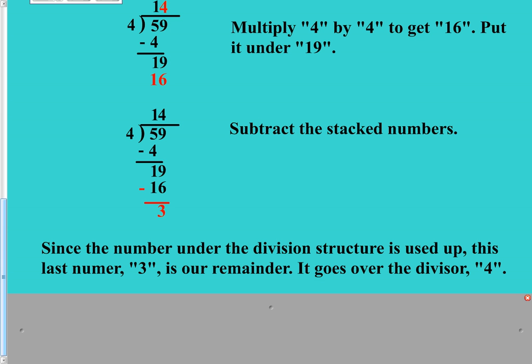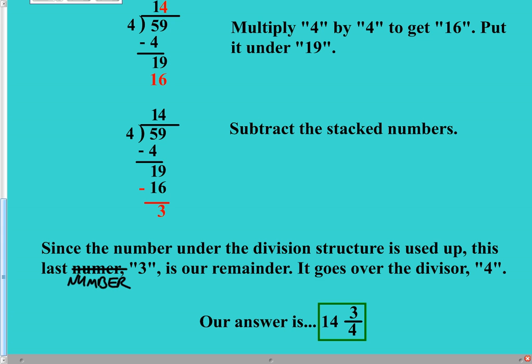Since the number under the division structure, the dividend, is all used up, this last number that we are left with, this last number 3 that we have left over is what we call the remainder. And a remainder always goes over the divisor at the end of our answer. Our divisor is 4, so we are going to end up with a 3/4 remainder.